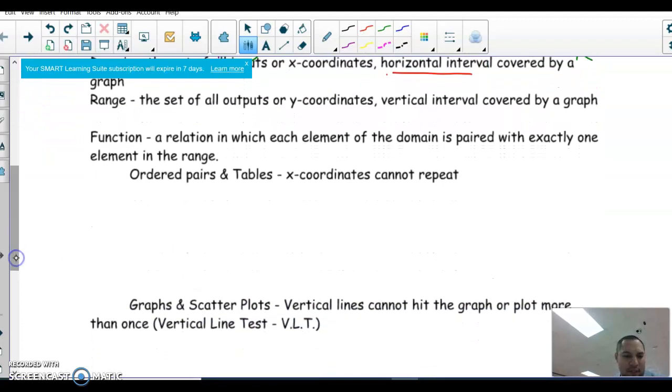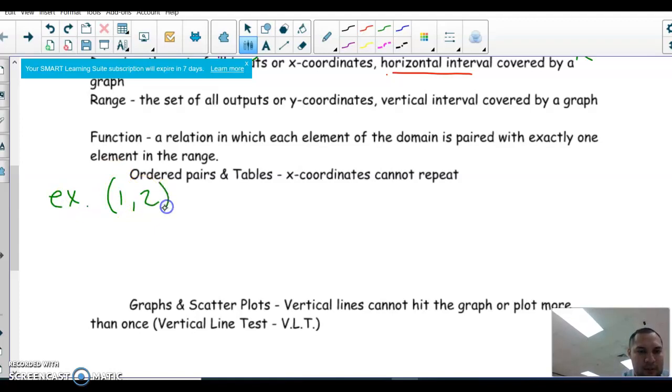All right, definition for a function. So it is a relation, so it's where we're going to pair up a bunch of values. Now, in order to be a function, each element in the domain can be paired with exactly one element in the range. So for every x, it can be paired up with only one y coordinate. So let's see what that looks like.